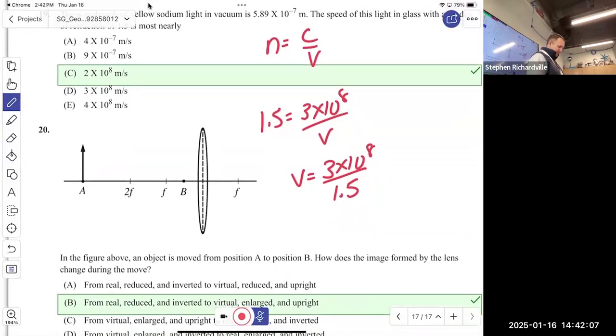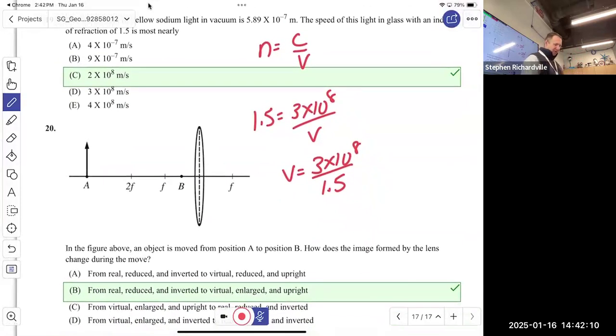Number 20, last one. In the figure above, an object is moved from position A to position B. They've asked this several times now. It's a converging lens. A is outside 2F, way outside the focal point. This is going to be upside down, inverted, real, and small. Once I get in here, right side up, not real, virtual, and big. The more you do these, the more it helps. But way outside of that, upside down, small, and real.